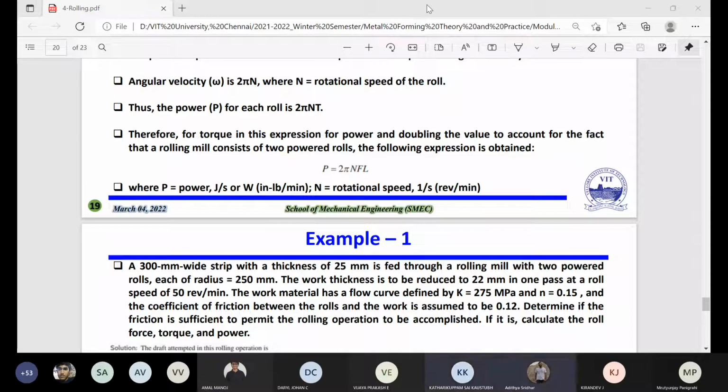It's coming 1.02, 0.1278. Yeah, fine. Yes sir, if 0.12, yeah 0.128. Okay, yes sir. So now YF bar, average flow stress.